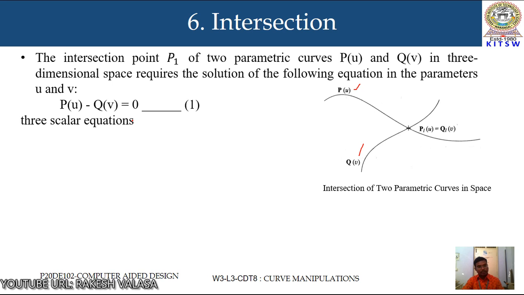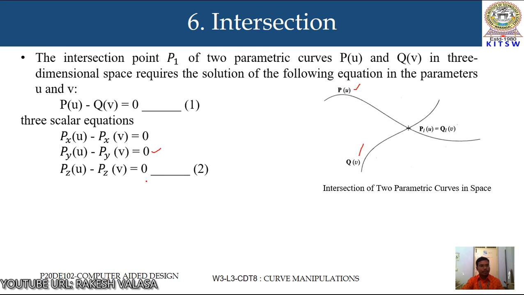One way of finding this u and v is to solve the x, y, z components of the equation simultaneously. We can write in the scalar form, that is px of u minus px of v equals 0. In y direction, py of u minus py of v equals 0. In z direction, pz of u minus pz of v equals 0. These are the three equations.